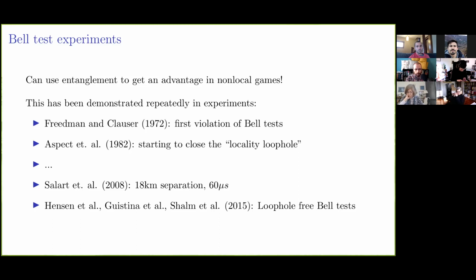So the main loophole you have to close is, how do you guarantee that Alice and Bob can't communicate? This is called the locality loophole. And what you can do is, if you really want to be very strict about this, you can say, we're going to separate them so far apart that we're going to look at the time that it would take for a signal to travel between them at the speed of light. And then we'll try and have them get their question and return their answer faster than such a signal could travel.